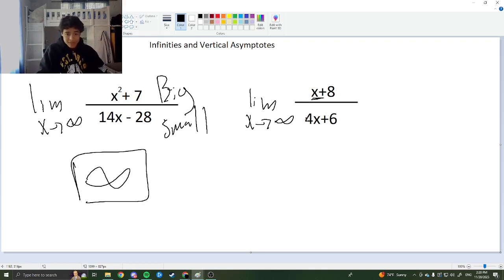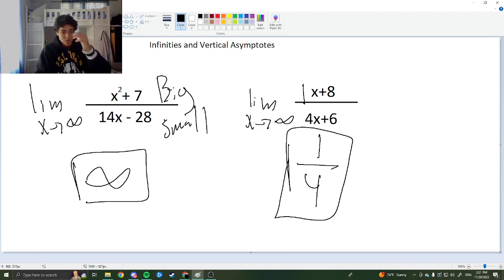We have x plus 8 and we have 4x plus 6. None of these is infinity squared. None of these is crazy big, but this one is 4 times bigger. So if your x's exponent is the same, then you look at their coefficients, right? Because this is 1x and this is 4x. So the 4x is bigger, but it's not crazy bigger. So you're just going to look at the coefficients and it's 1 over 4 is the answer to this.